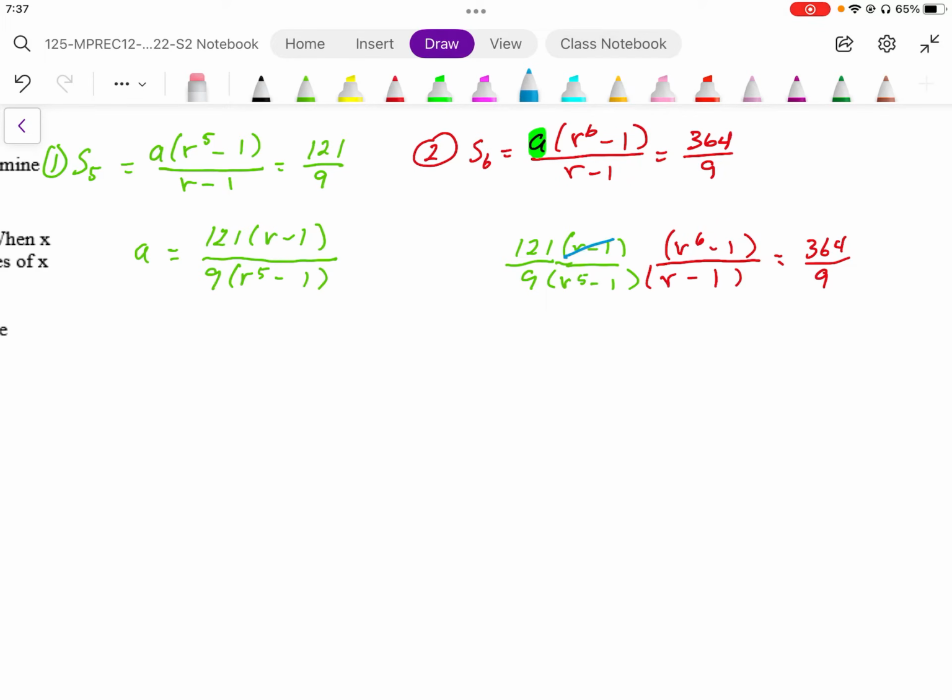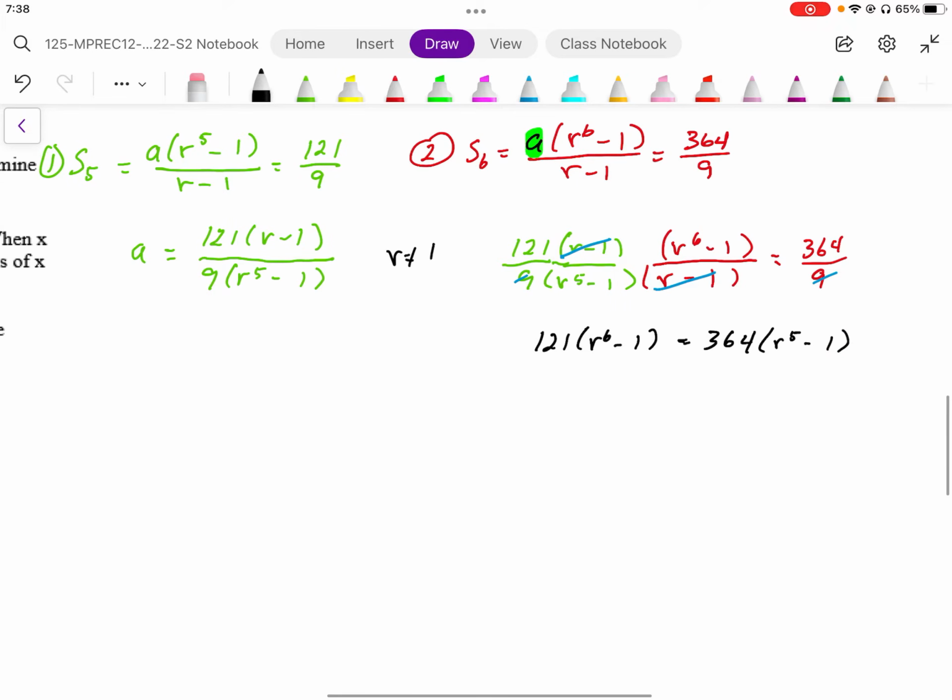Now I'm going to simplify this before I start messing around with it. There are common factors of R minus 1 here, so we have a restriction: R is not equal to 1. I should really write that down. So R not equal to 1. And then I'm going to cancel out some common factors here as well, 9 and 9. Then I'm just going to move these terms to the numerator. So I'm going to end up with 121 on the left-hand side, R^6 minus 1, equals 364 times R^5 minus 1 on the right-hand side.